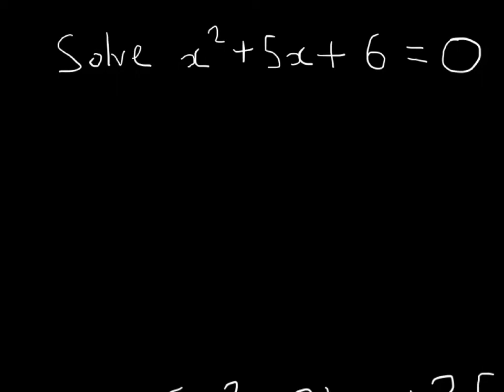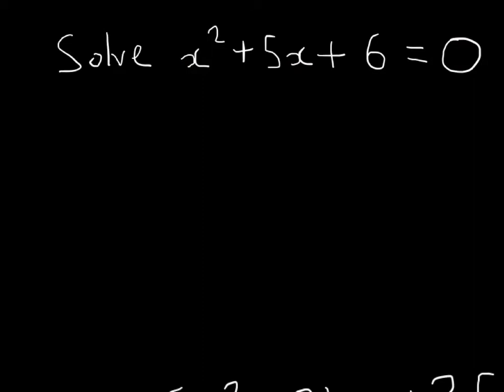Okay, this is a quadratic equation. You can tell because it's got an x squared term, an x term, and just a number term. It's an equation because it's equal to 0, and we have to solve this. That means work out the values of x for which this is true. So to do this, I'm going to factorise my equation.